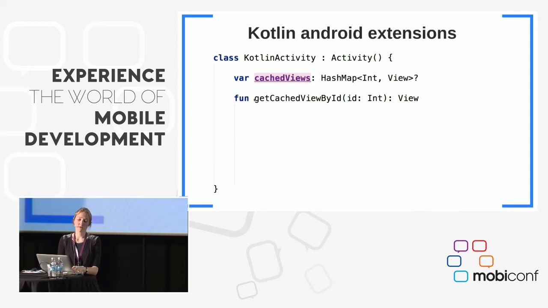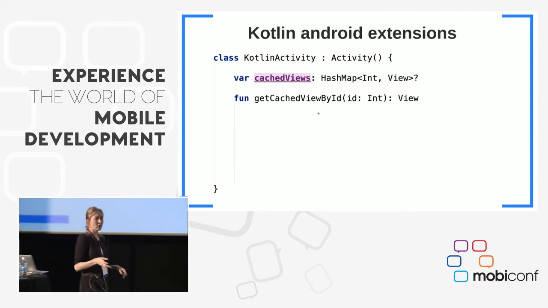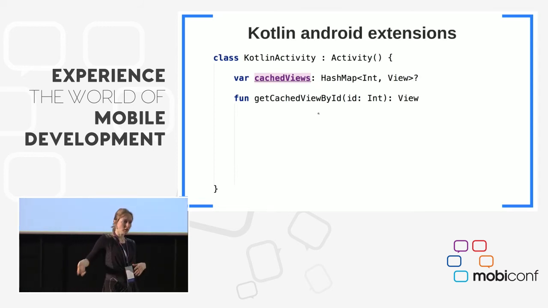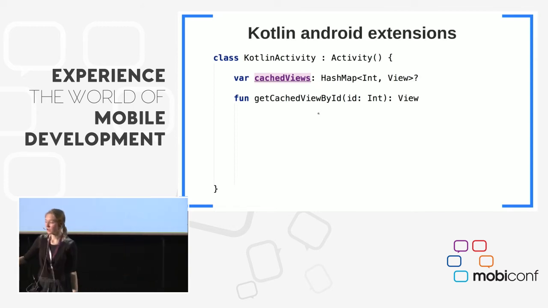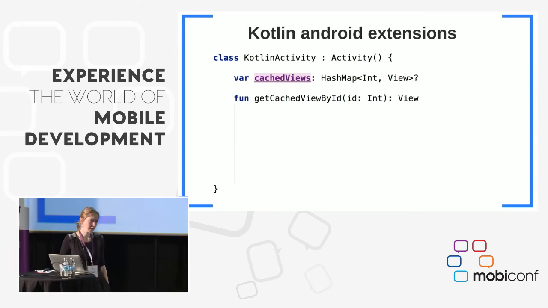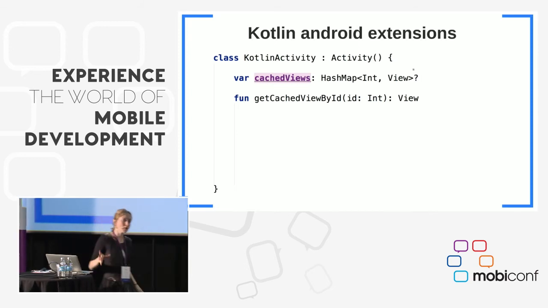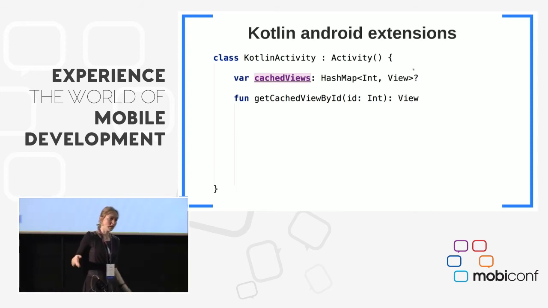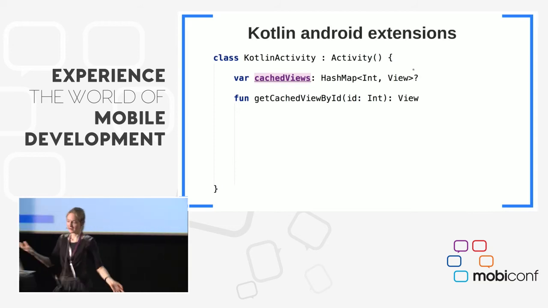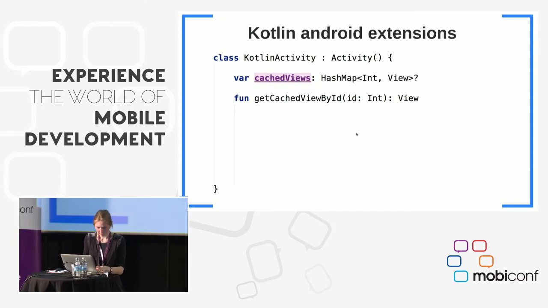And then there is a special function, getCachedViewById, that under the hood invokes the actual getViewById function as usual and puts its value in a cache. And this cache is lazy, so it's created only if you use it. Actually, if you don't use this functionality in your project, in the Kotlin activity the field is generated, but it's not initialized, and it's just one field.